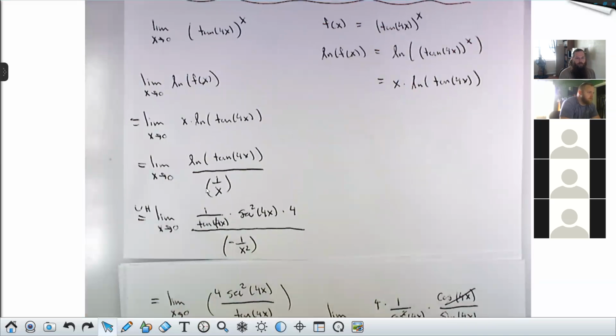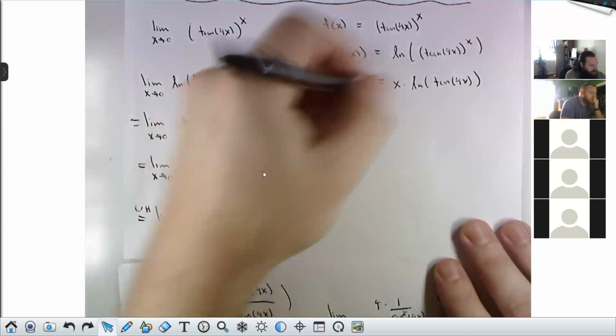I'm taking a derivative. So this is the stage where I'm using L'Hopital's rule. So this is the derivative of the top, the derivative of the natural log. I can show the derivatives off to the side here.